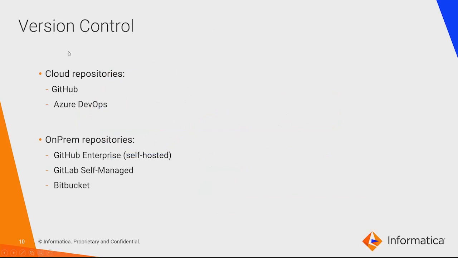Let's talk about version control. I'm not going to explain much on version control because it's a different topic and we are not going to cover much on this. But just to explain the repositories supported for version control: we support on-prem and cloud. On the cloud side, we support GitHub and Azure DevOps. On-prem, we support GitHub Enterprise, GitLab Self-Managed, and Bitbucket. So whoever has these Git repos can utilize this for version control.